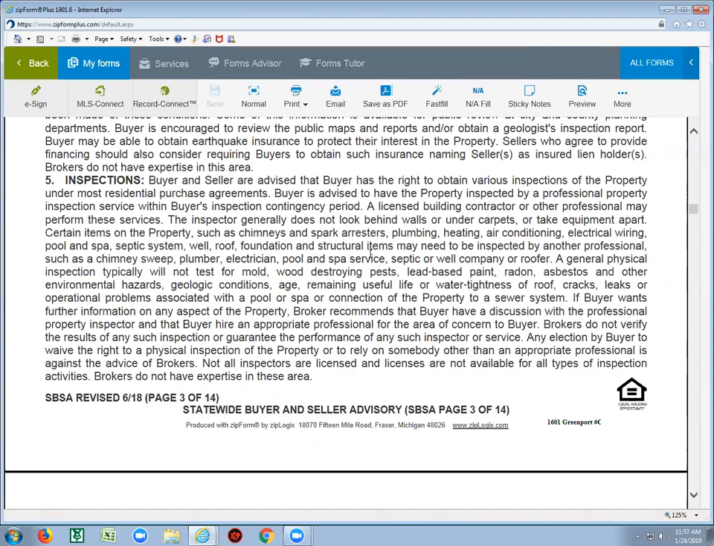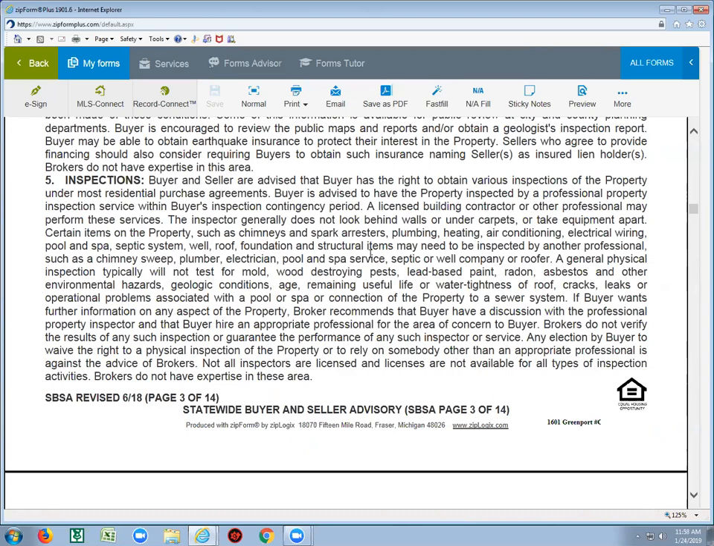If the buyer wants further information on any aspect of the property, broker recommends that the buyer discuss it with the professional property inspector, and the buyer hire the appropriate professional for the area of concern. Brokers do not verify the result of any such inspection or guarantee the performance of any such inspector or service. Any election of the buyer to waive the right to physical inspection of a property or to rely on somebody other than the appropriate professional is against the advice of brokers. Not all inspectors are licensed, and licenses are not available for all types of inspection activity.